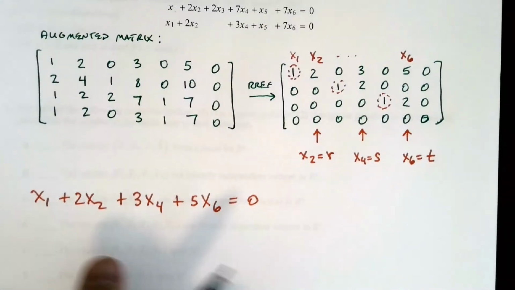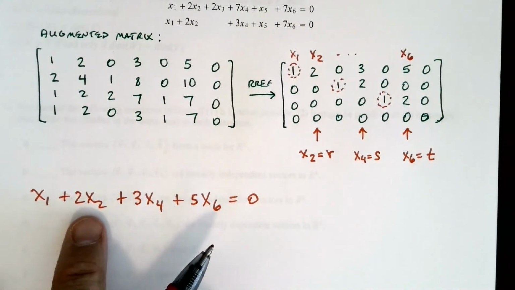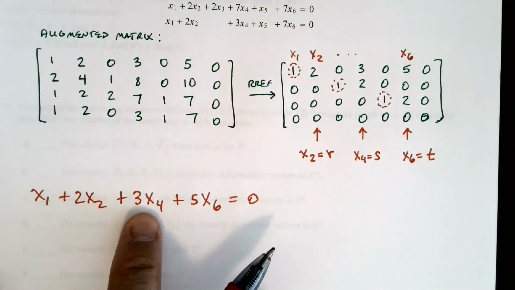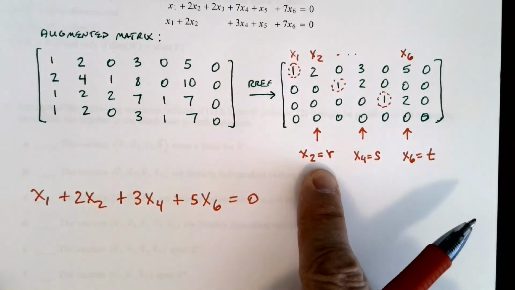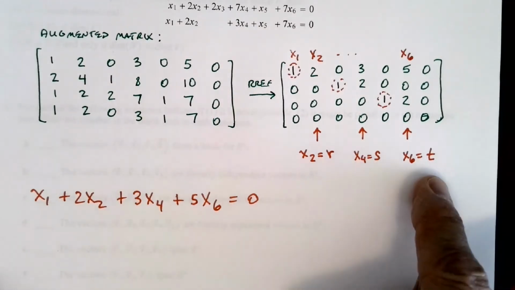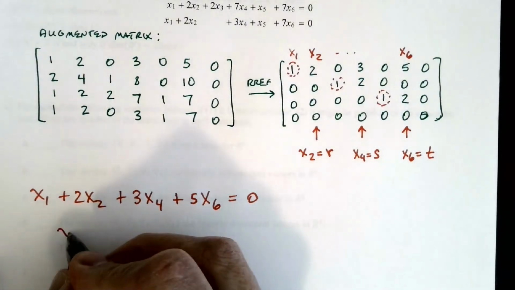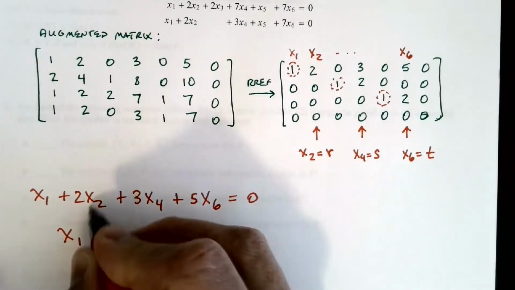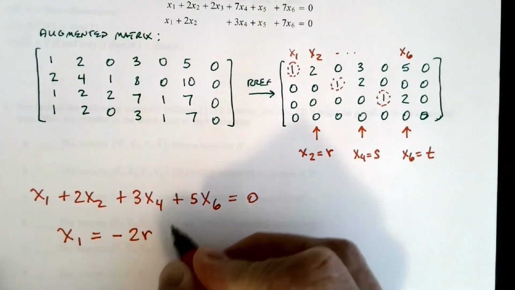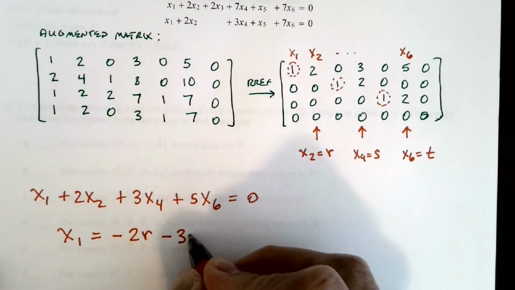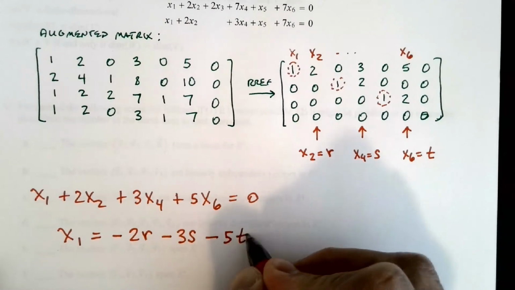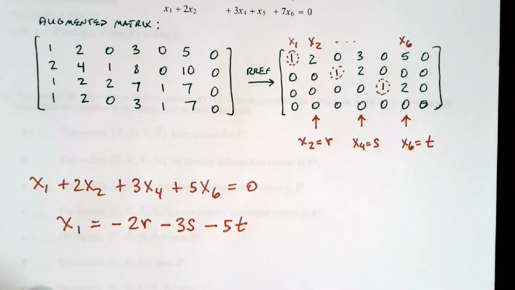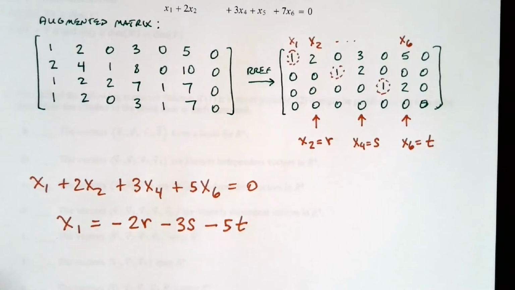And what am I going to do? I'm going to solve for my fixed variable. So I'm going to subtract 2x2, subtract 3x4, subtract 5x6 from both sides, and then I'm going to replace x2 with r, x4 with s, and x6 with t. So I'll get x1 in terms of those parameters. So minus 2x2 is minus 2r, minus 3x4 is minus 3s, minus 5x6 is minus 5t. There's my fixed variable x1 solved for.